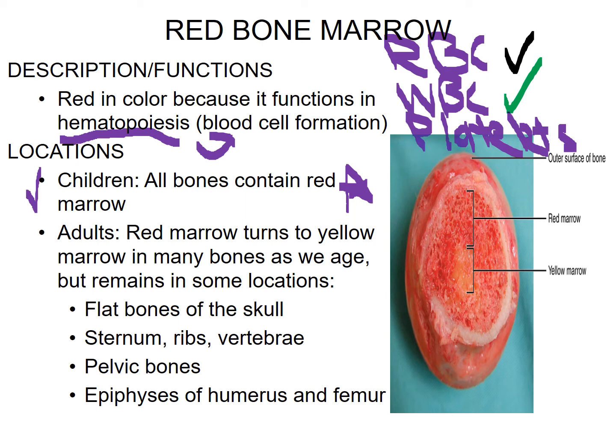So what we need as an infant is to make a lot of white blood cells to fight these infections and develop an immunity to all sorts of bacteria and viruses and fungus and all that stuff. So we're making a lot of white blood cells. And then last but not least, platelets, right?